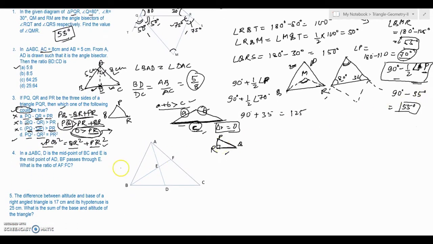In triangle ABC, D is the midpoint of BC. So this side is equal to this side. Okay, and E is the midpoint of AD, which means AE is equal to ED. What is the ratio of AF to FC?